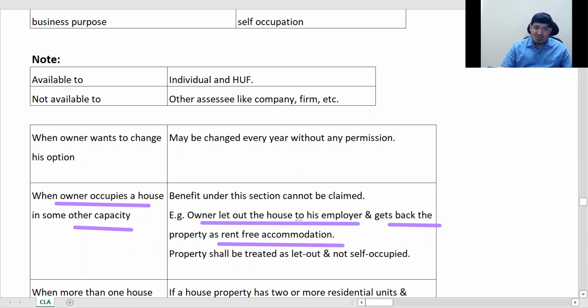So in this case, although it is his house, he has got this house because he is an employee of his employer. So it will not be treated as self-occupied, but it will be let out. What will be seen is he has let this house to his employer. Now his employer has given it to whoever, that's not our concern. This person has let it out to his employer, so it is let out. This is called occupied in some other capacity. It's not a case which you'll find regularly, but we have had such cases, which is why it was defined in law.